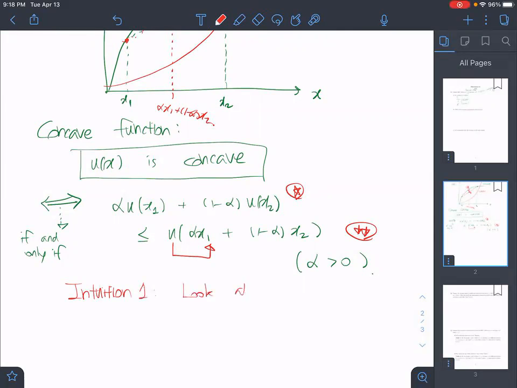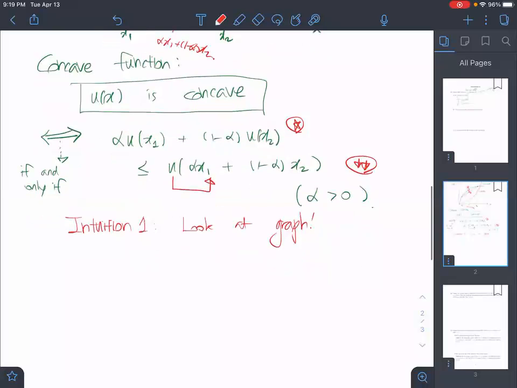Look at the graph. Okay. Intuition 2: a sure outcome is better than the risky outcome.